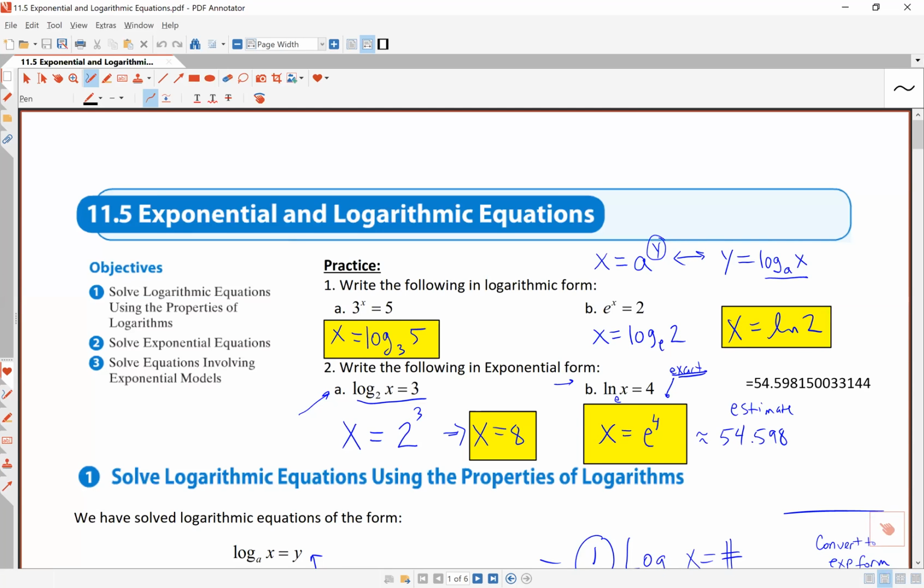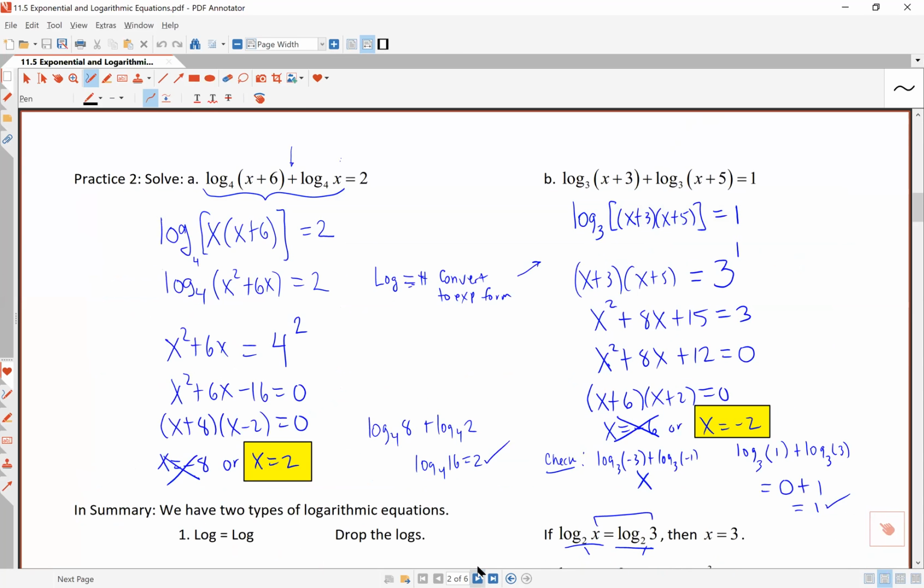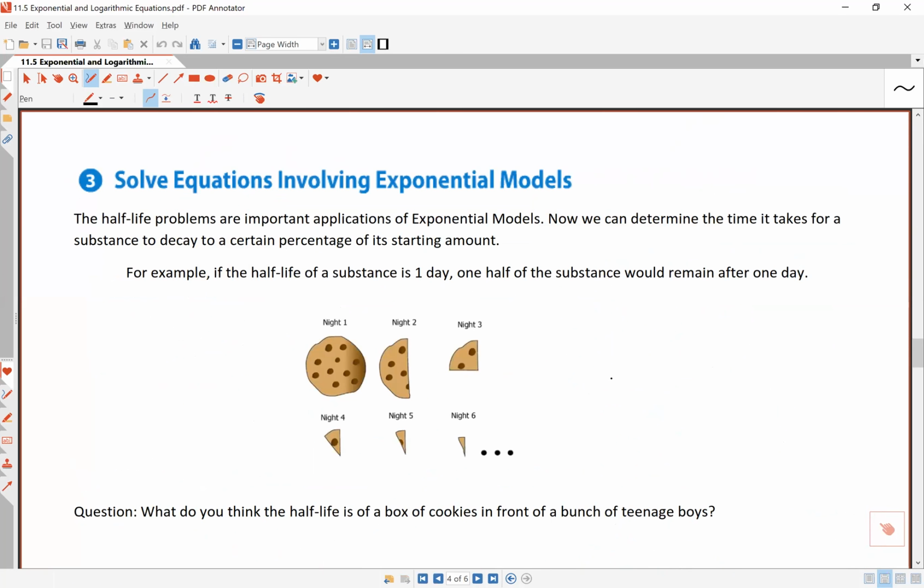This video covers section 11.5, Exponential and Logarithmic Equations, Objective 3, Solve Equations Involving Exponential Models. One of the exponential models that we want to look at is the half-life. The half-life problems are important applications of exponential models.